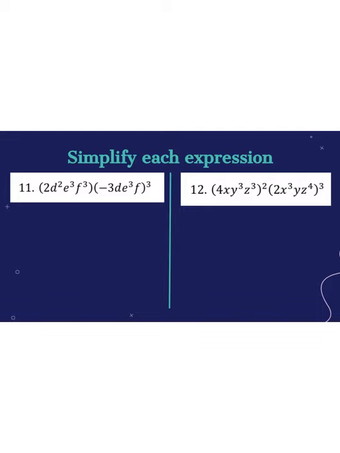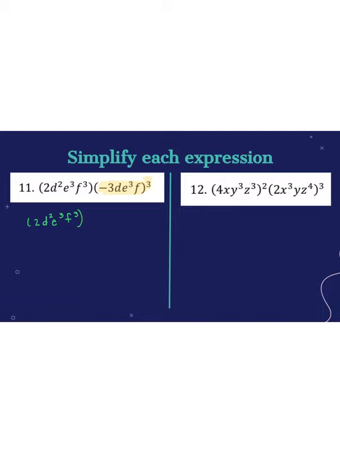But when I'm looking at this, I see I have this 3. Remember, if that's to the third power, that third goes with all of these. So now I know that second set has to be written 3 different times. So I'm going to start with my first one, and that is going to be 2d squared e^3 f^3.